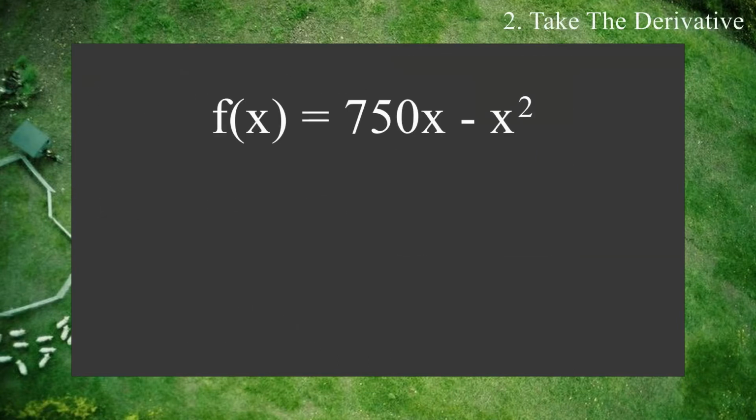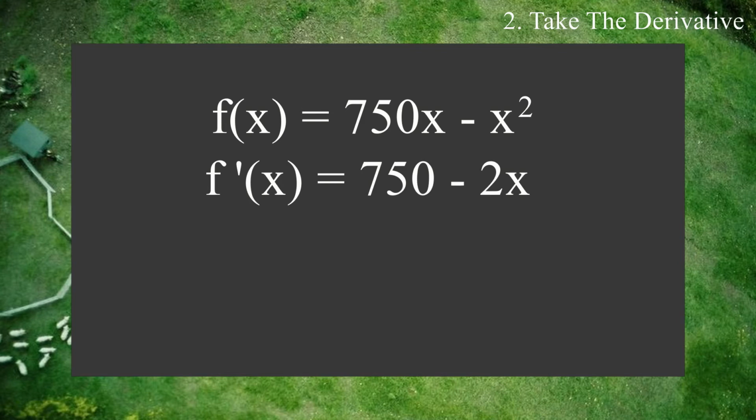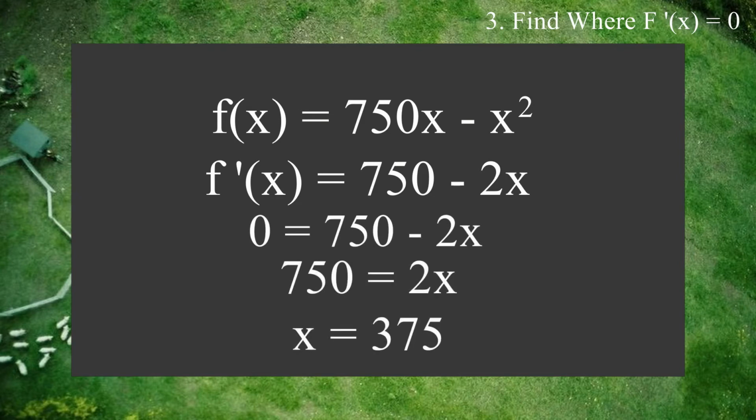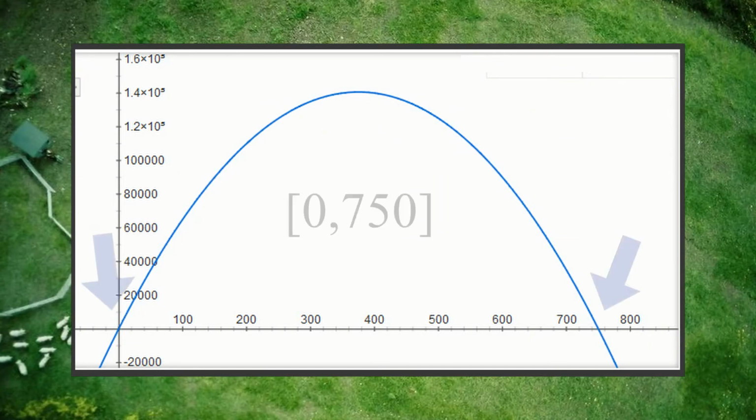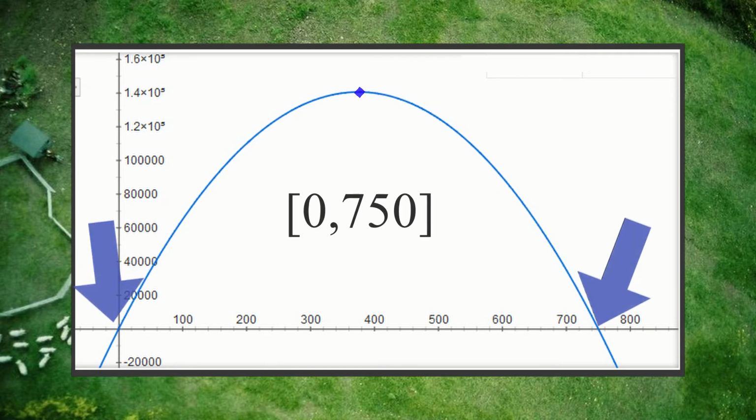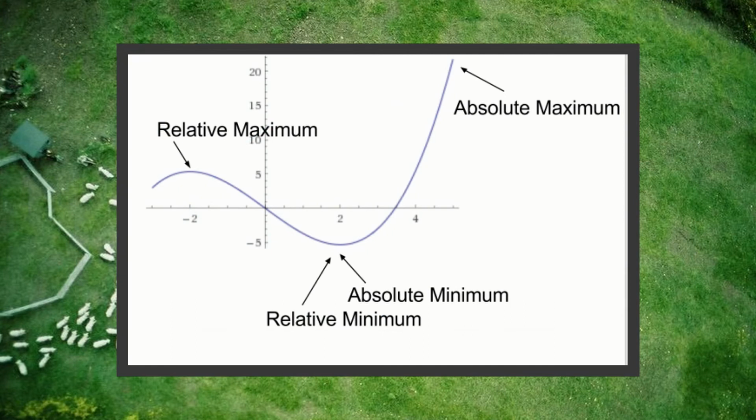With this information, we can find out if a critical point is a minimum, maximum, or neither without looking at a graph. So now using this method with our function, f of x equals 750x minus x squared, we can find its derivative, f prime of x equals 750 minus 2x. Then find that the derivative is equal to 0 at x equals 375. Now if the equation is only defined on a closed interval, you must make sure that this point is our absolute maximum value by comparing it to the function's value at the endpoints to ensure that our critical point is the absolute maximum and not just a relative maximum.